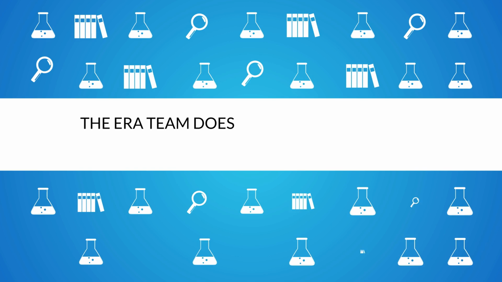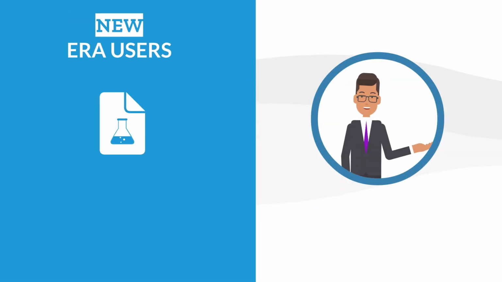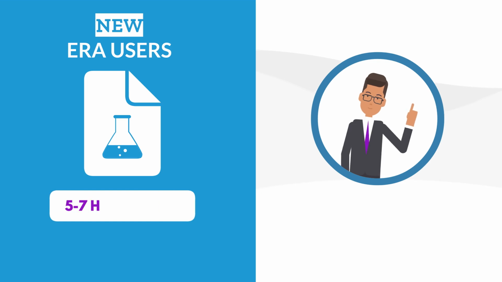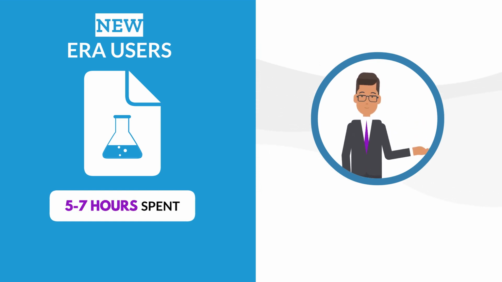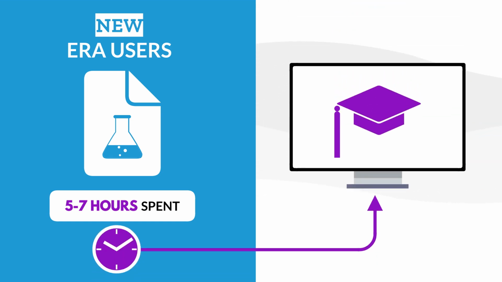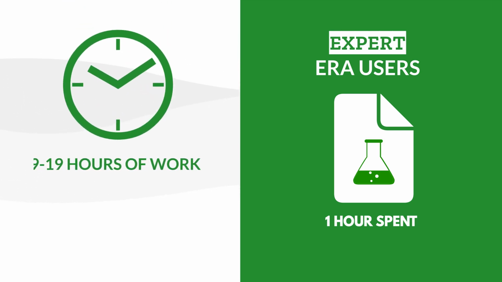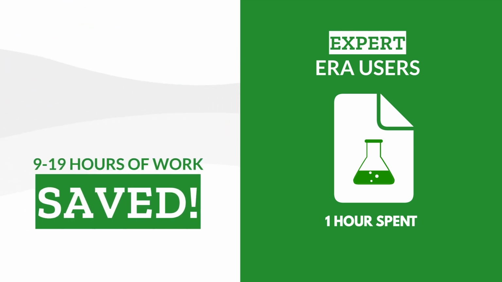Even if a chemical is not in the MCL, the ERA team does the research for you at no extra cost. With all this effort taken care of, new ERA users report spending only 5 to 7 hours authoring an SDS fully, from inputting raw materials into the system to creating the final formulation of their product or blend. Most of that time actually goes toward learning the software, so an expert can expect to cut that time down to only 1 hour. That's 9 to 19 hours of work saved.